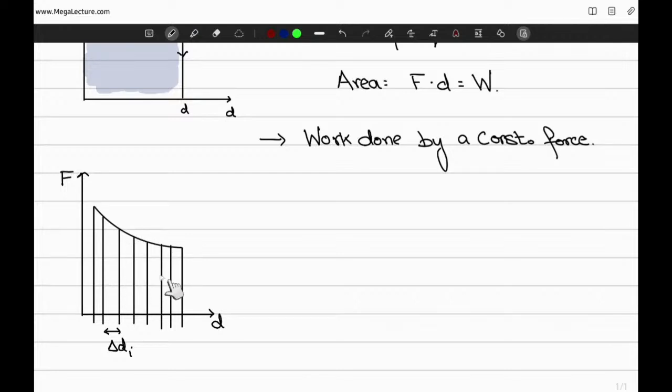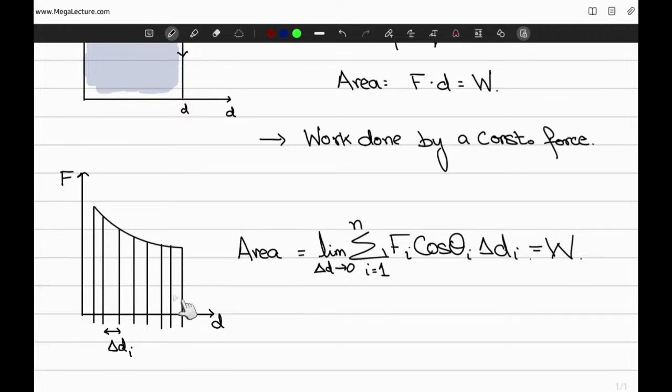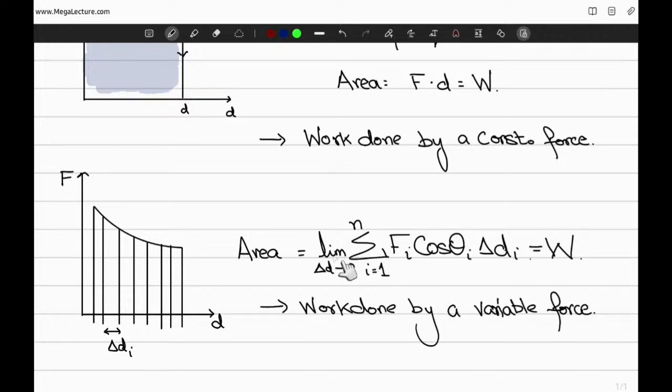Perfect. So what would be the work done now in this case? Think about it. Of course, it would be the area under this curve. How can I approximate the area under this curve? We use our knowledge of limits. The area under this curve is given by a limit, where we decrease this distance to almost zero. We take the limit as delta d goes to 0, and sum over all of these areas, so it would be F_i cos theta_i times delta d_i, which is this distance. This gives you the work done by this force, which is a variable force.